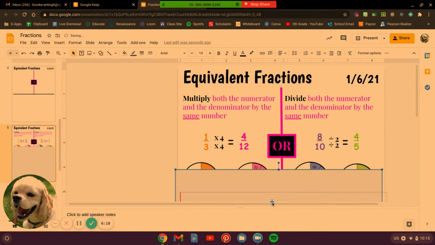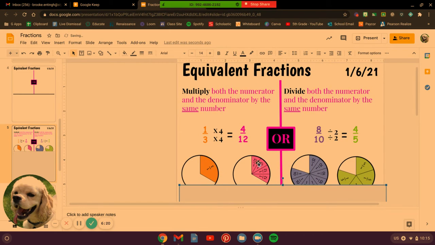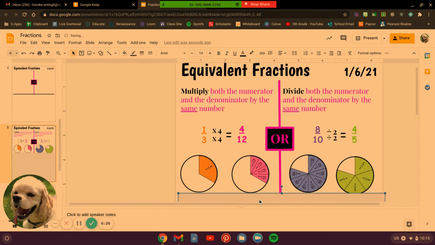Scoot this down enough. Scoot this down just a little bit. Okay, so in each box, we have an example here. There we go.